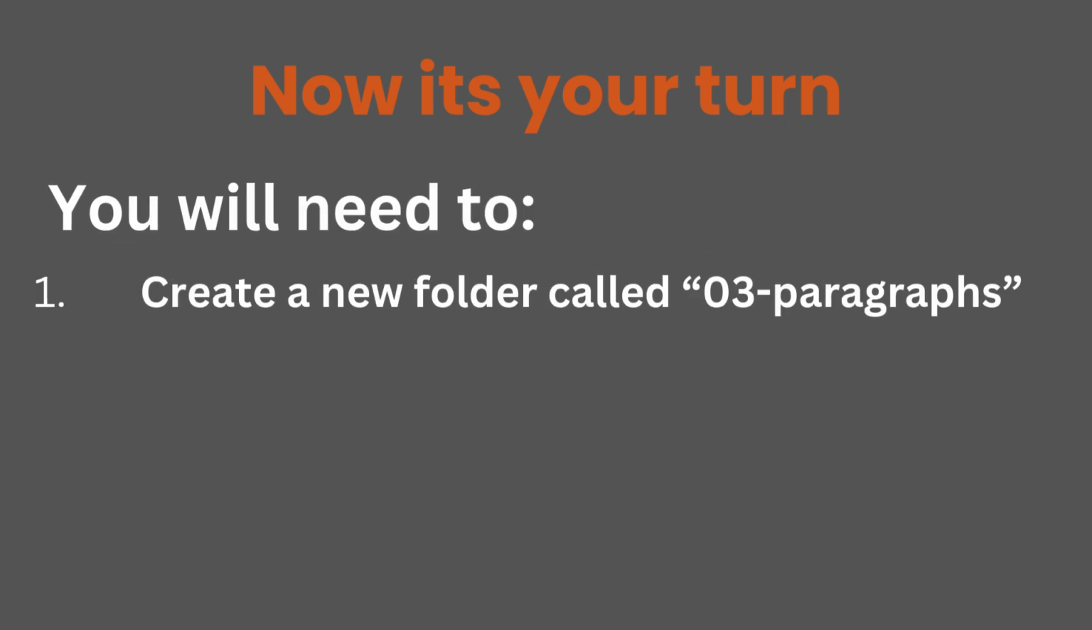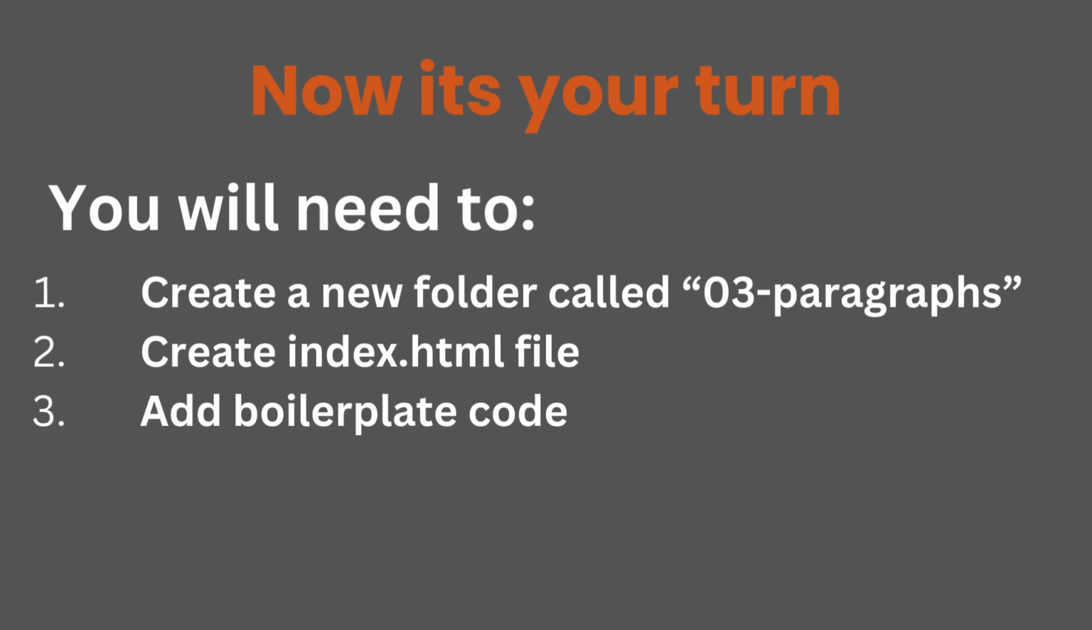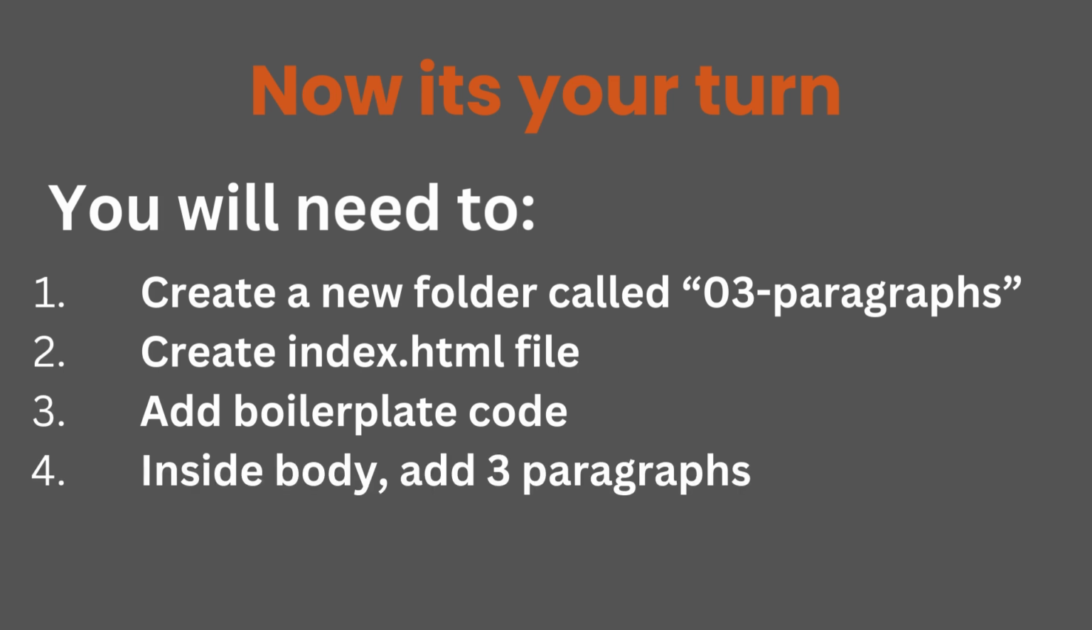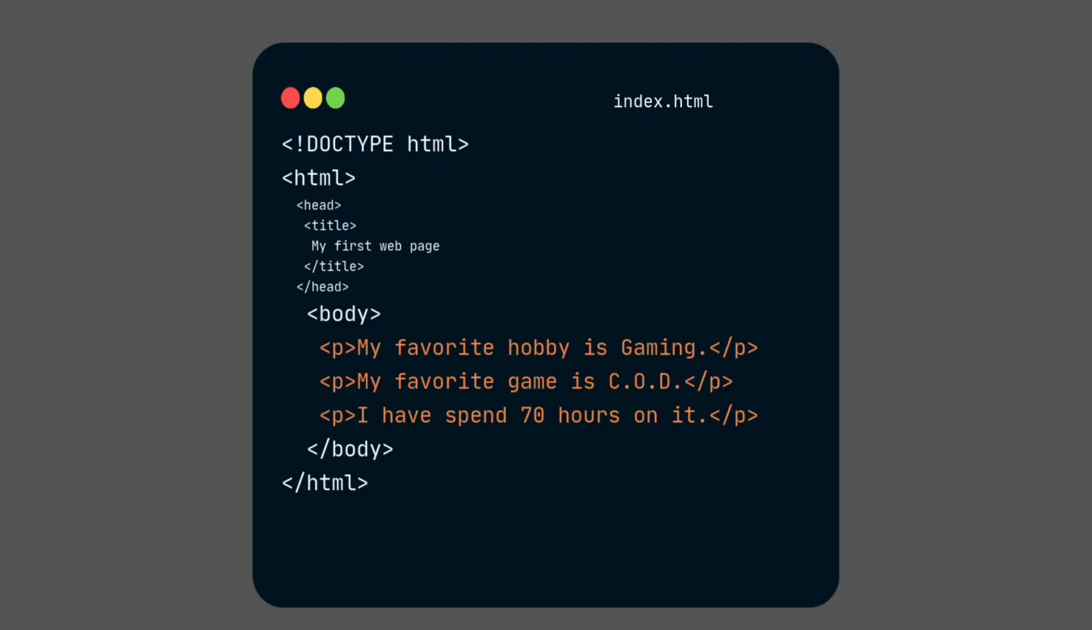Now it's your turn. You'll need to create a new folder in the editor called 03 paragraphs. Inside the folder, create an index.html file, then create the basic HTML code needed for a web page as shown in previous videos. Then inside the body, create 3 paragraphs about something you like, such as hobbies or favorite foods, anything. Here is example code to get you started.